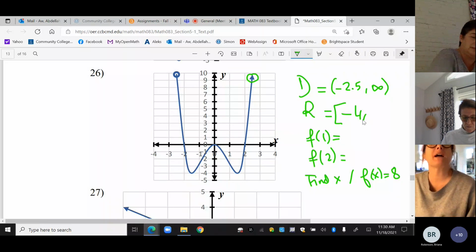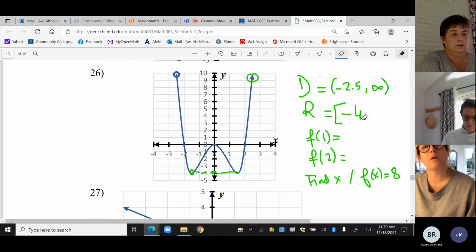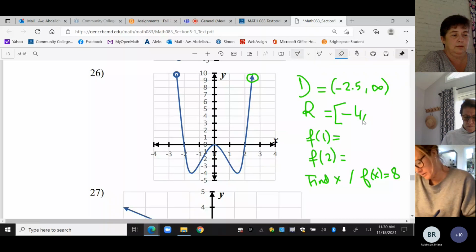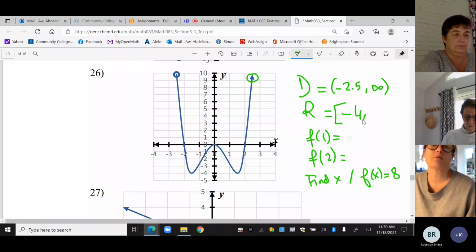Wait, the left side, why is it included? I thought there was an open circle. No, right here, you see, this is -4, right? I don't see any open circle at the points that correspond to -4. That is the reason why -4 should be included. Oh, gotcha. And then, since this branch just keeps going up, there will be no maximum y. It's going to be -4 to infinity also.